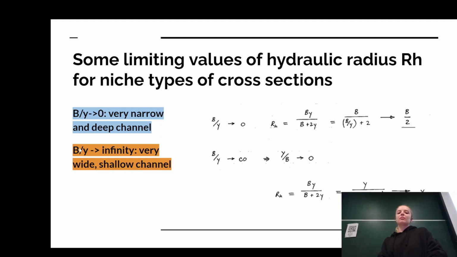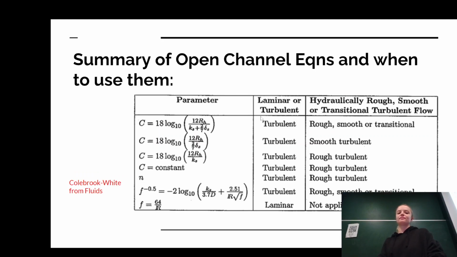And then in the other case, where B over Y goes to infinity, which is probably the more common one, we're having a very wide and shallow channel. Once you substitute that all in, your hydraulic radius approaches Y, which is the depth of flow in the channel. That simplifies down those calculations, especially when you're finding the optimal cross section.